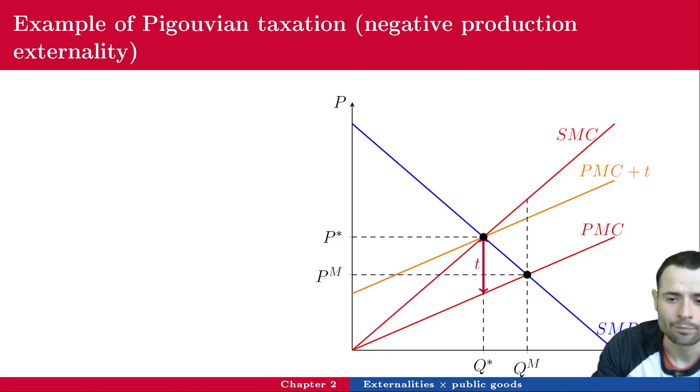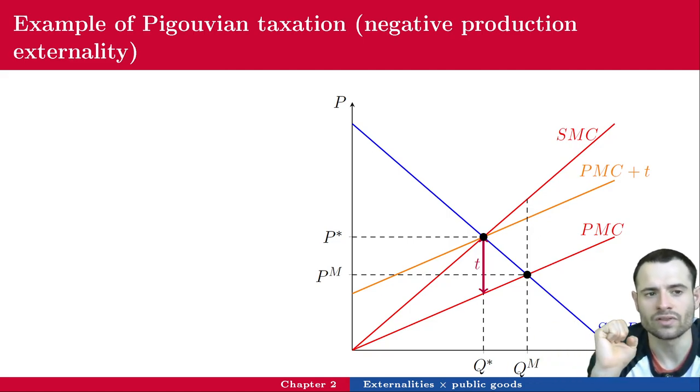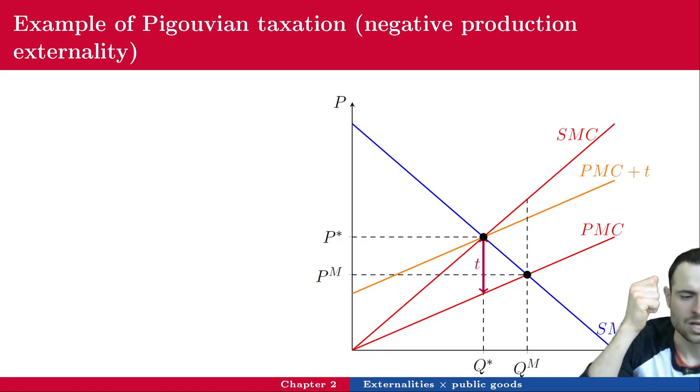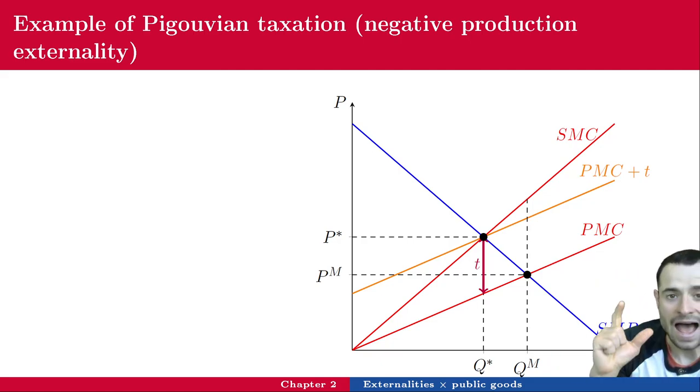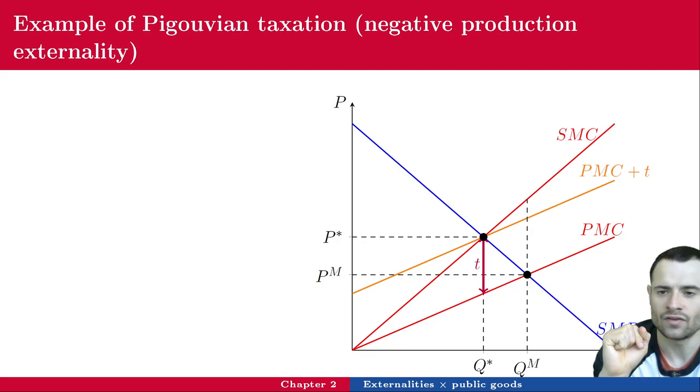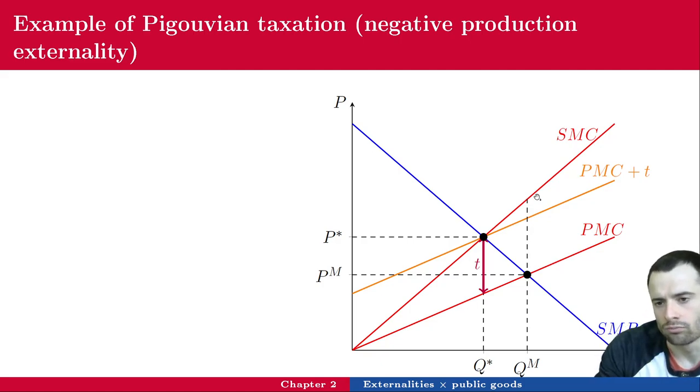Now, the definition of a Pigouvian tax says, tax the difference between social marginal cost and private marginal cost at the socially efficient quantity. So once you know your social marginal cost and your social marginal benefit, you can find P-star and Q-star. And you know that those are the socially efficient quantities and prices. Right?